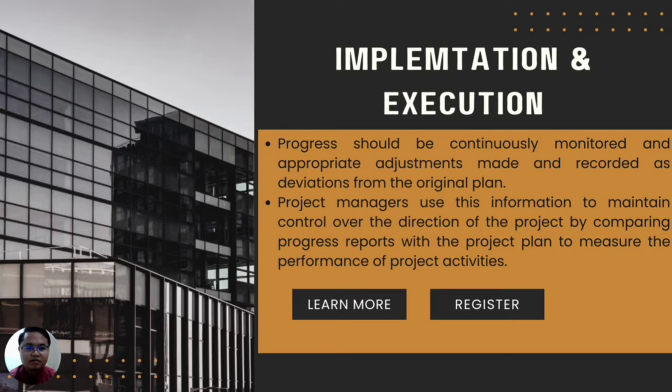Third is implementation and execution. Progress should be continuously monitored and appropriate adjustments made, recording any deviation from the original plan. The project manager uses this information to maintain control over the direction of the project by comparing progress reports with the project plan to measure the performance of project activity.